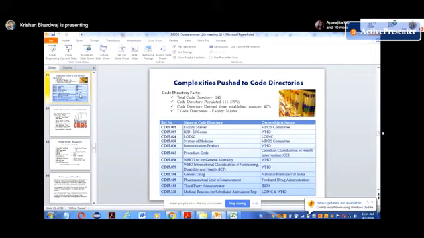Sir, I also have a question. Like in the value sets, all the values that are given, if somebody wants to add some extra value, can they do that?